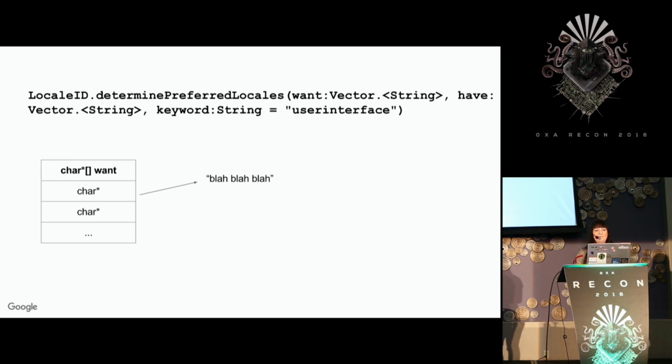So starting off, we have determine preferred locales. And this is one of those functions where you just look at the signature and you can tell that it's going to be useful. You have the 2 vectors that are input. And what's kind of cool about these vectors is you can control both their lengths and the lengths of the string, and that's very useful. So you have this character star buffer that you can control the length of, and then you have the string you can control the length of.